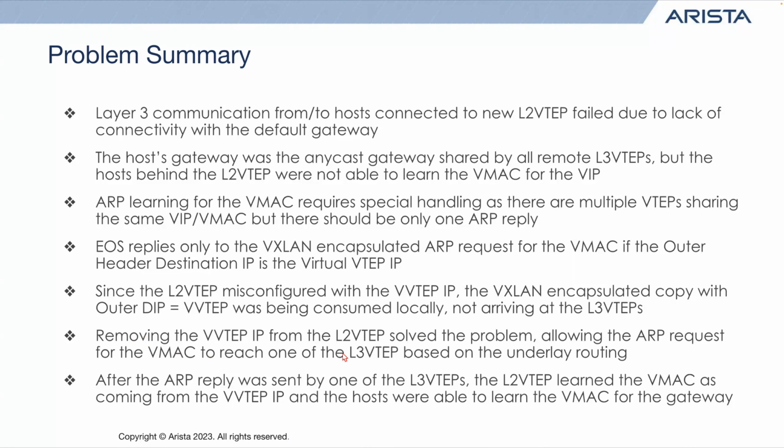By removing the virtual VTEP from the layer 2 VTEP, we managed to solve this issue. Now the layer 2 VTEP was able to send the proper ARP request encapsulated into VxLAN and get the response back from whatever VTEP had the virtual VTEP and received the traffic. This was based on the underlay routing, essentially. And after the ARP reply was sent, we saw everything working fine. VMAC was learned from the perspective of the layer 2 VTEP. We saw the VMAC coming from the virtual VTEP. And from the host side, we saw that now we have a MAC associated with our gateway.